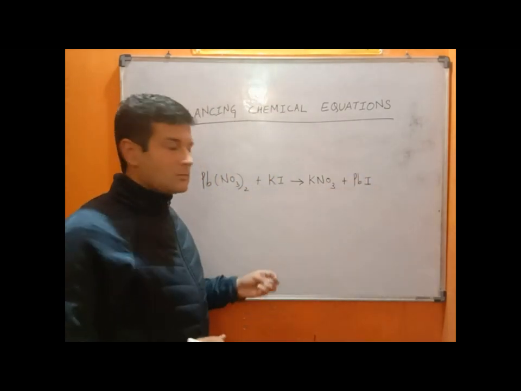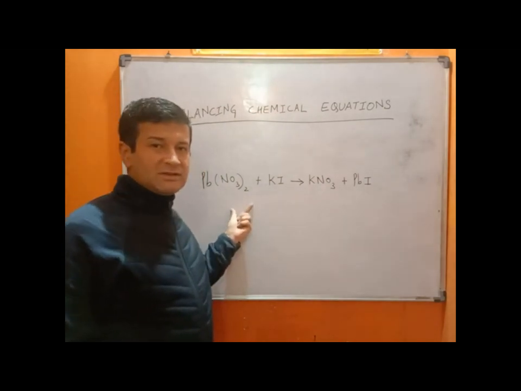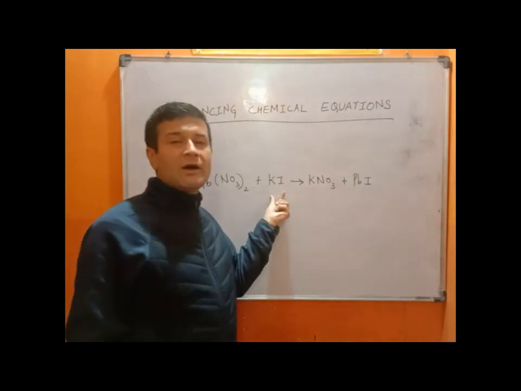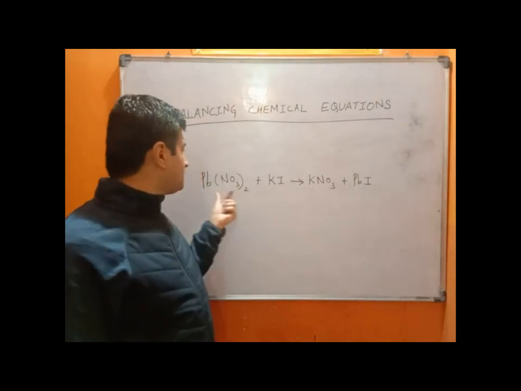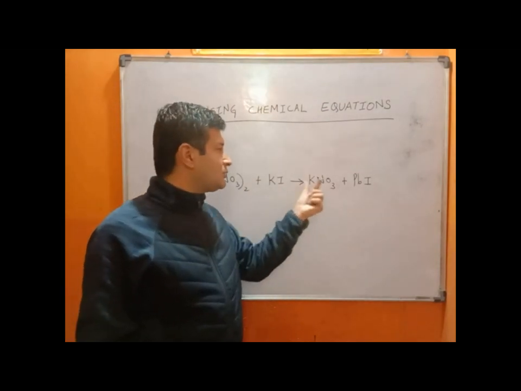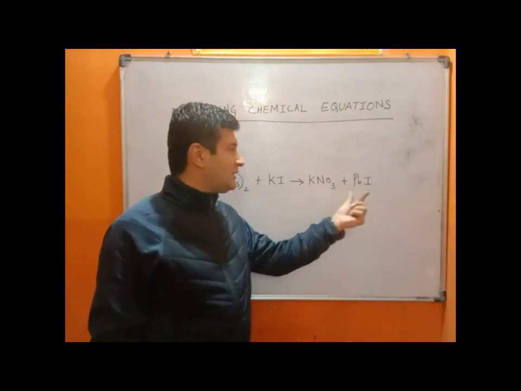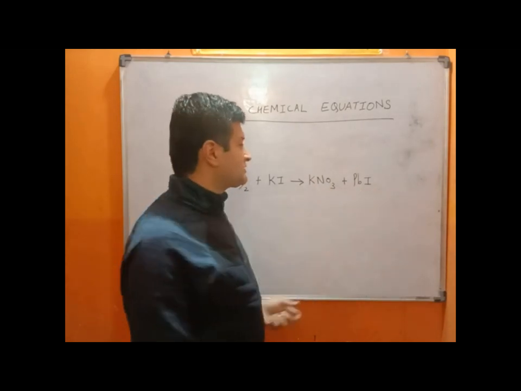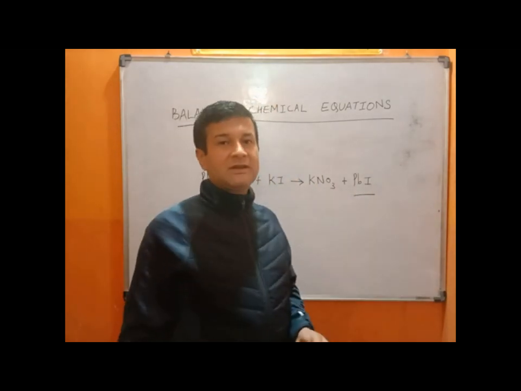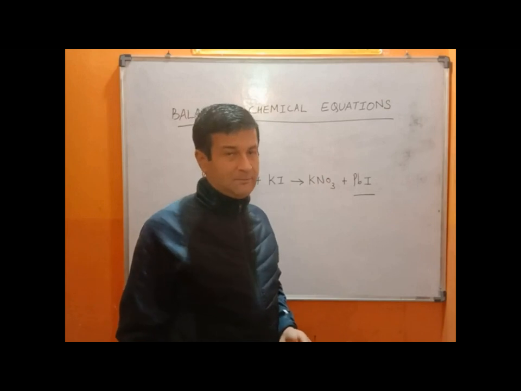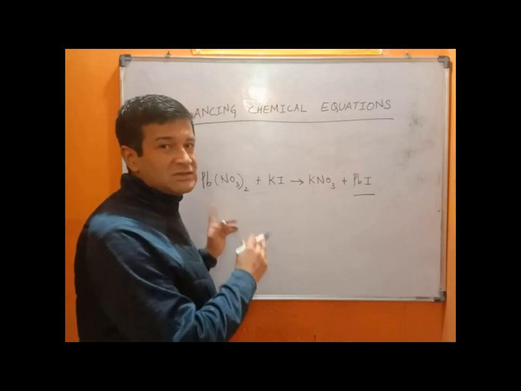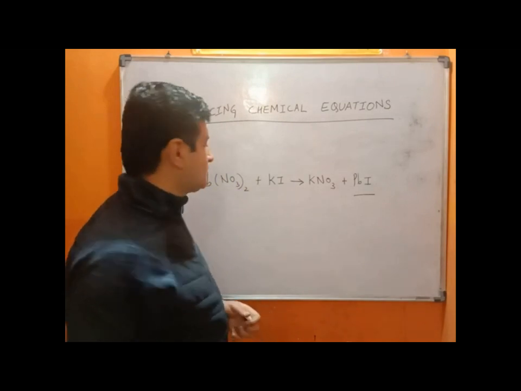So in this example, we see that lead nitrate solution reacts with potassium iodide solution. When lead nitrate solution reacts with potassium iodide solution, we get potassium nitrate and lead iodide. In this reaction, lead iodide actually gives a yellow precipitate. Now let's see whether this reaction is balanced or not.